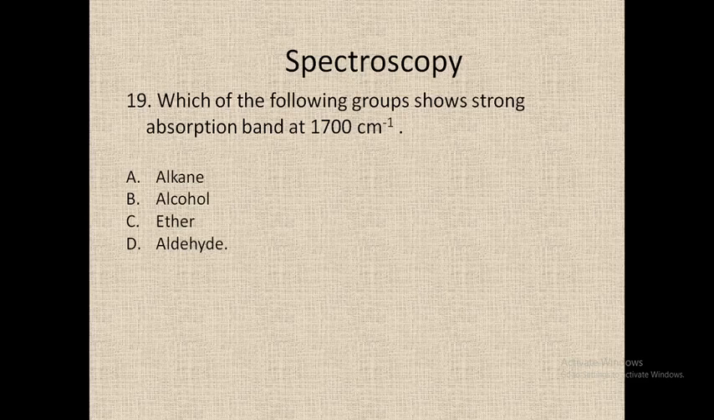Which of the following groups shows a strong absorption band at 1700 centimeter inverse? Option A alkane, option B alcohol, option C ether, option D aldehyde. So 1700 centimeter inverse absorption bands are due to the carbonyl group. Carbonyl group is present in aldehyde. So option D will be the correct answer.